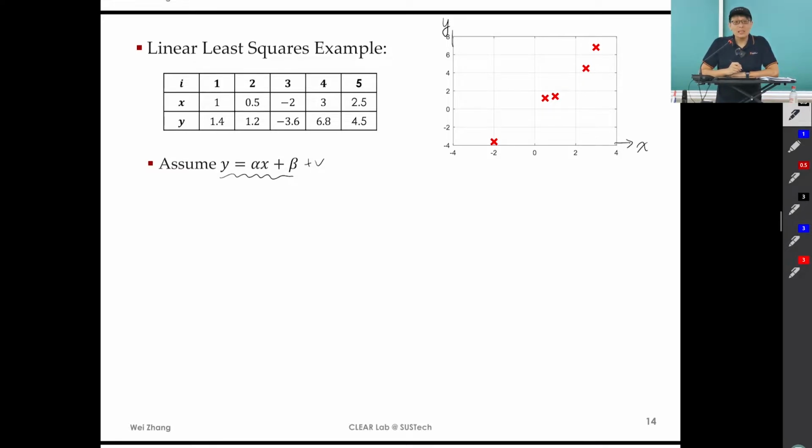If I want you to estimate a line, what's the theta in this case? What's the parameter you need to estimate?